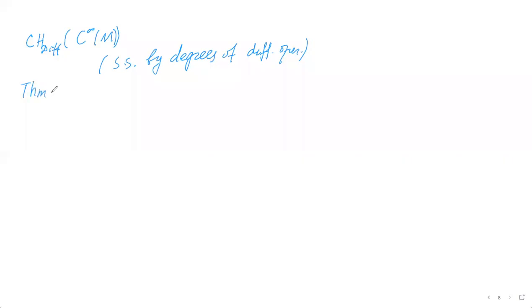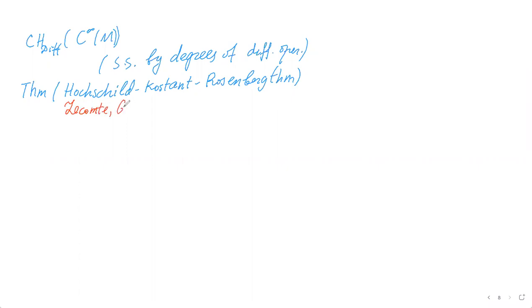Theorem. This theorem usually goes under the name of the Hochschild-Kostant-Rosenberg theorem, although Hochschild-Kostant-Rosenberg never proved this smooth version of the theorem. It has actually been proved by three people. Let me recall: Lecomte, Gut, and De Wilde, I think.